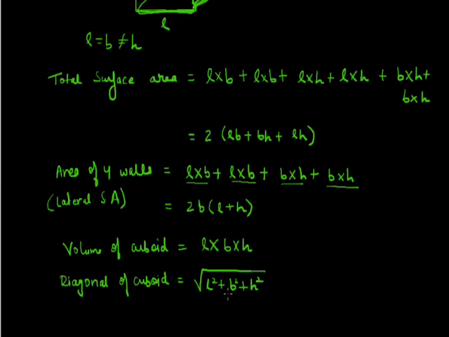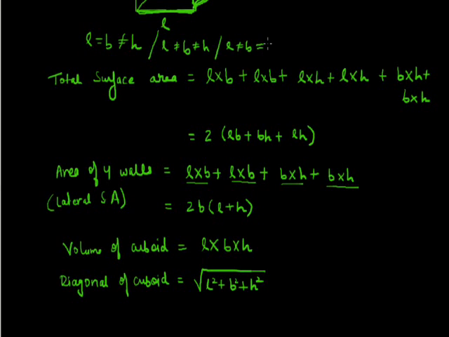In this way we can easily find the diagonal of the cuboid. Sometimes the question asks us to find the longest diagonal or the longest pole in the room. Accordingly, it means we need to find the diagonal of the room or diagonal of the cuboid.